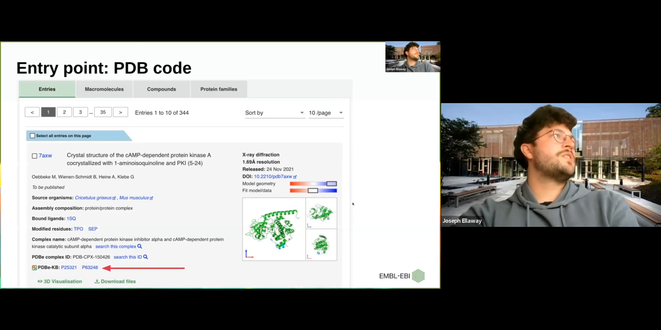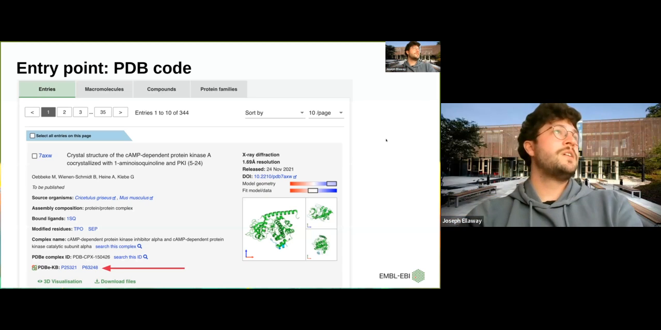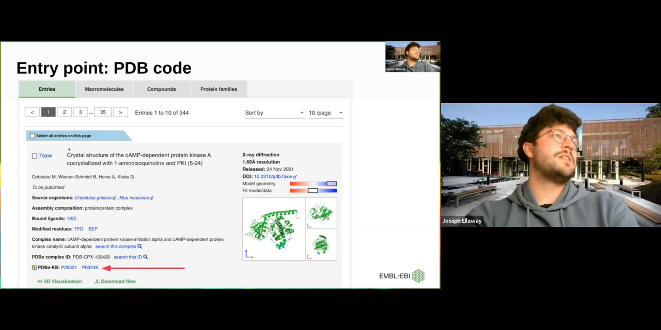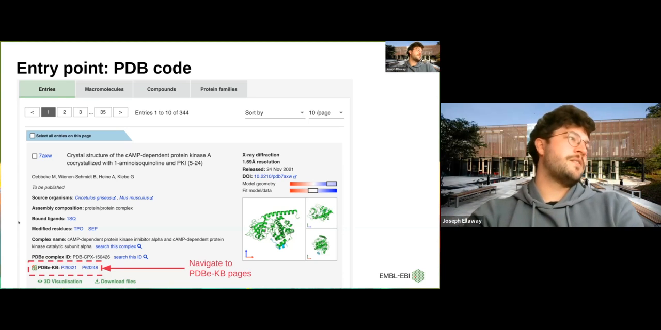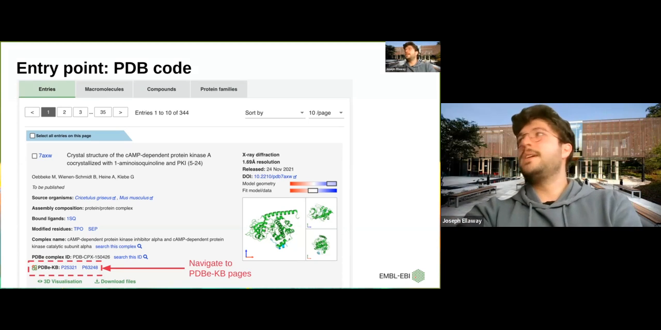So when you first make your search, you'll find a list view here. I've only shown the first hits, but in this case, you can see there are a total of 344 hits for this search. I'm just showing you an example here of a crystal structure for cAMP-dependent protein kinase. The first tile will give you some information on things like the authors, the source organism, any bound ligands, modified residues, etc. And importantly, along the bottom here, if you would like to navigate to the PDBe KB, you can do that by clicking on either of these two links.